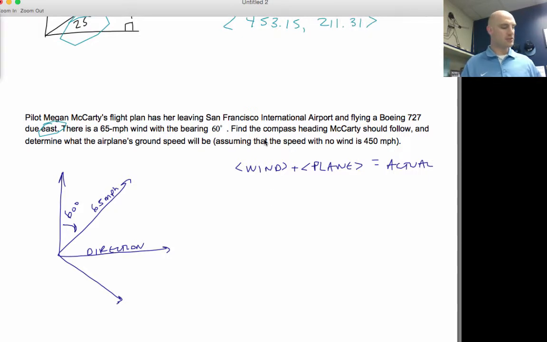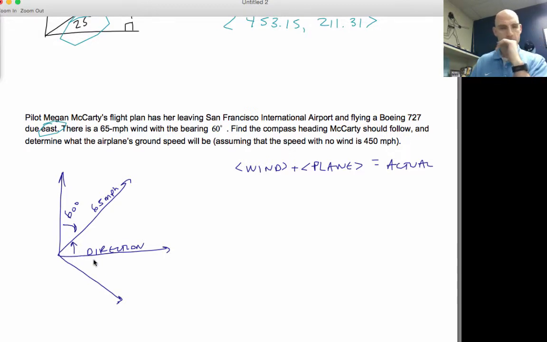I'm looking for where I actually have to go because I want to go east, but the wind is blowing me. So if I'm going east and the wind is blowing me, in a plane, I've got to travel slightly this way in order for the wind to blow me back. And so what I need to do is add the wind plus the plane. So let's think about, we have the wind here, right? We've got the 65 miles per hour, which is the magnitude. We have the bearing of 60 degrees. And so we're going to need to take into consideration this angle here, right?